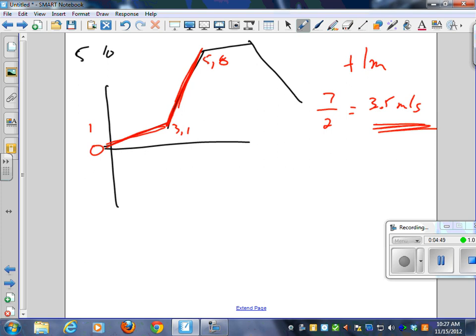Okay? All right, V inst at 7 seconds. 7 seconds occurs right about there. V inst, velocity is the slope of a position time graph, and clearly the slope here is 0. Oh, by the way, A, B, C would be very helpful.